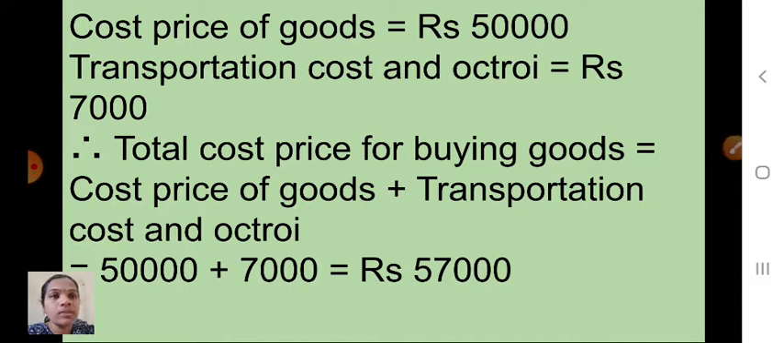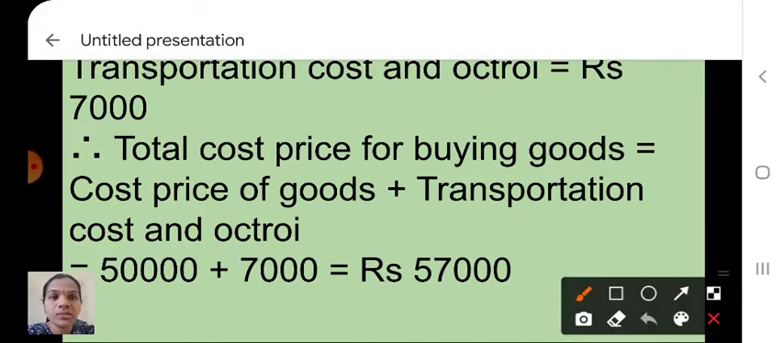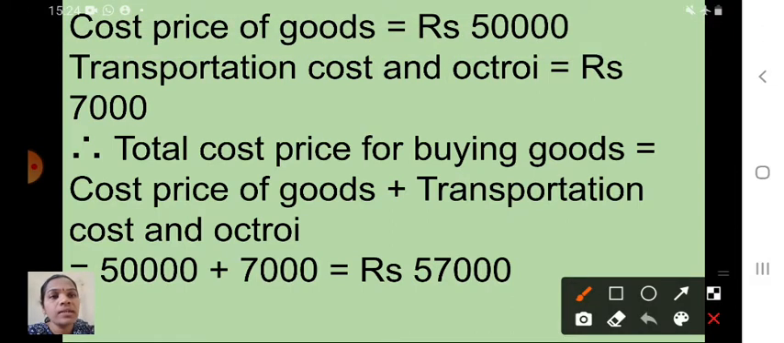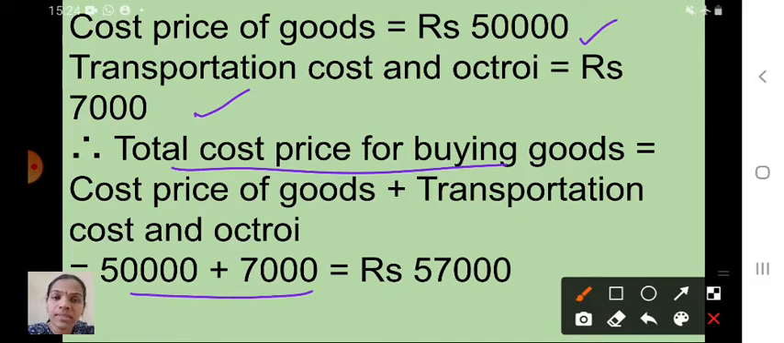Cost price of goods, you have to write like this statement. Okay, children? Yes, cost price of goods is 50,000, transportation 7,000. So what will the total cost price be? 50,000 plus 7,000, that is 57,000. I hope you understood this one. Shall we go to the next slide?